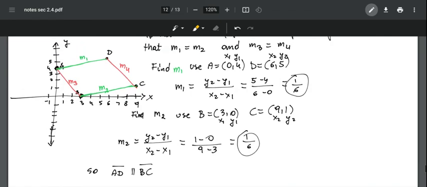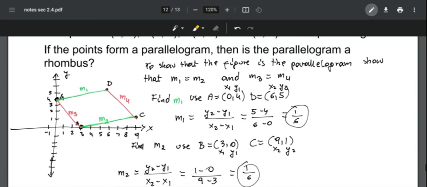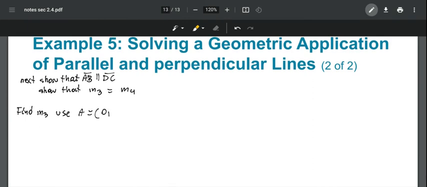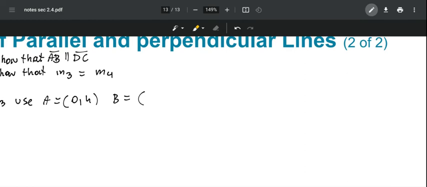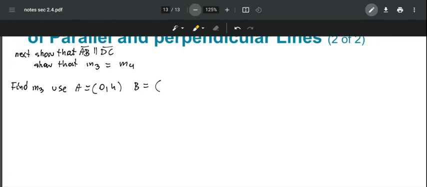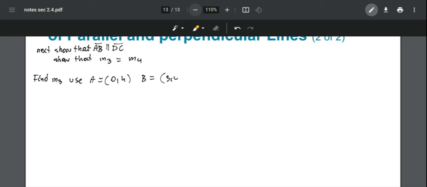So I'm going to find M3, and we're going to use point A to find M3. Point A has coordinates 0, 4, and point B has coordinates 3, 0. So we're going to find the slope, y2 minus y1. So we have 0 minus 4 divided by x2 minus x1, 3 minus 0. And we end up with negative 4 over 3.